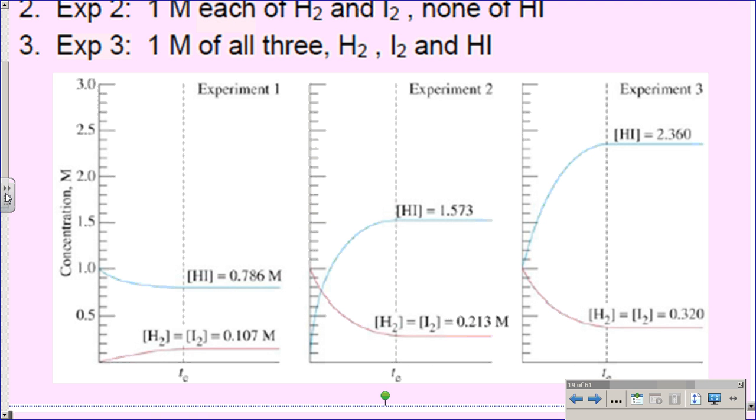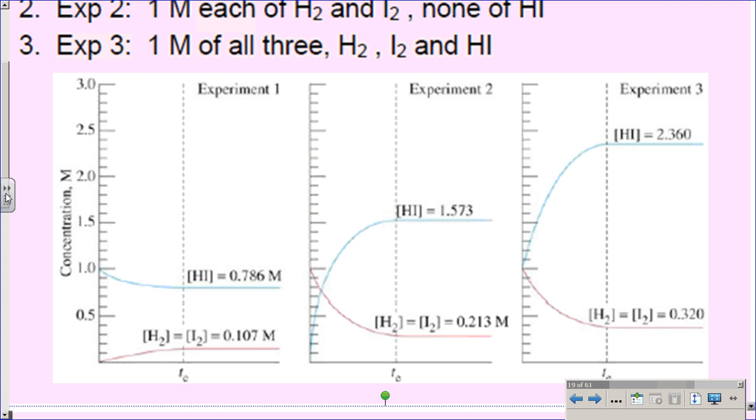Okay, minute up. I'm going to count you off into threes. 1, 2, 3. 1, 2, 3. 1, 2, 3. Okay, if you're in the 1 group, you are going to calculate the K of experiment 1. If you're in the 2 group, you're going to calculate the K for experiment 2, etc.